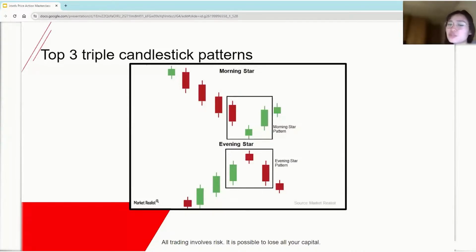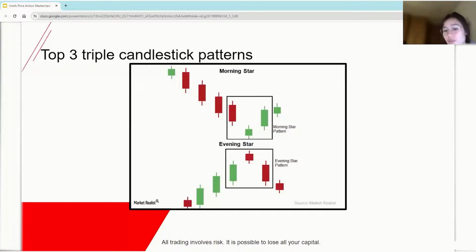So the pattern is actually more reliable when this third candle closes above the midpoint of the first candle. So you can see the midpoint will be somewhere around here. So if it closes somewhere around here, that's a good sign that price is going to continue in the uptrend. Okay, so obviously the opposite is true.